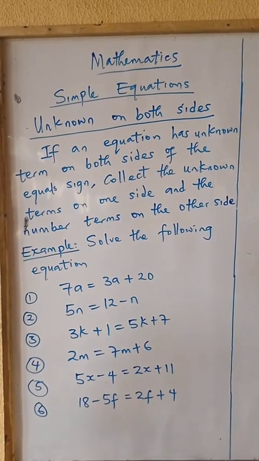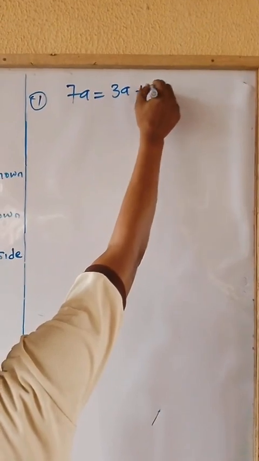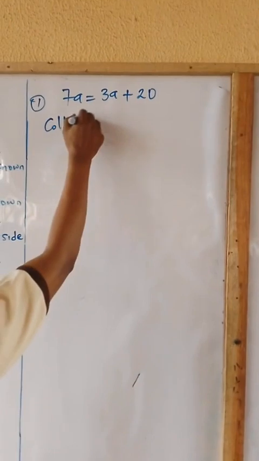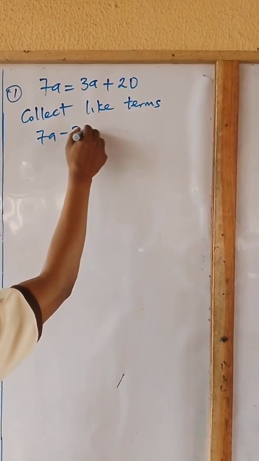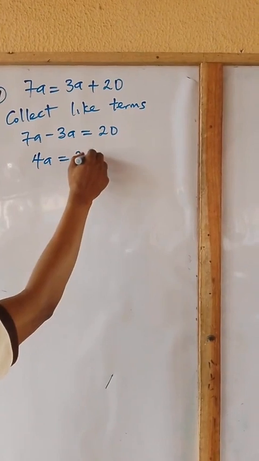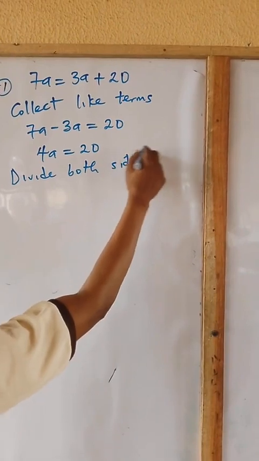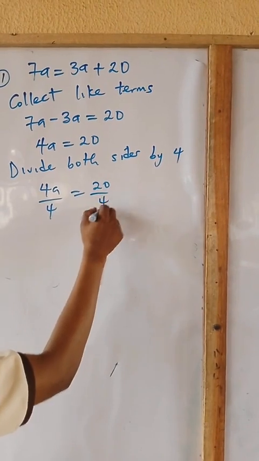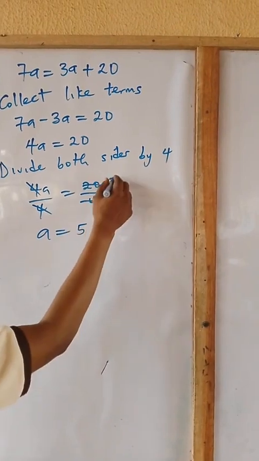Let's solve this equation. Number 1, we have 7a equals 3a plus 20. 7a and 3a are like terms, so we are going to collect like terms. So we have 7a minus 3a equals 20. 7a minus 3a gives us 4a equals 20. Then the next step is to divide both sides by 4. So we have 4a over 4 equals 20 over 4. 4 will eliminate 4. Then a equals 5.